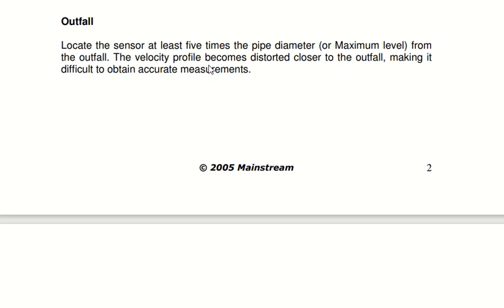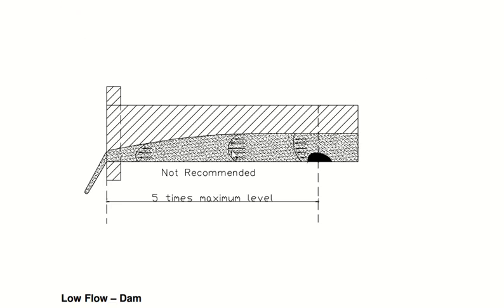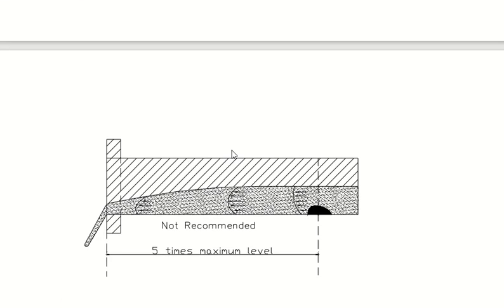So for an outfall, the sensor should be located at least 5 times the pipe diameter from the outfall, as the velocity profile becomes distorted close to the outfall, making it difficult to obtain an accurate measurement. So this is how an outfall looks.